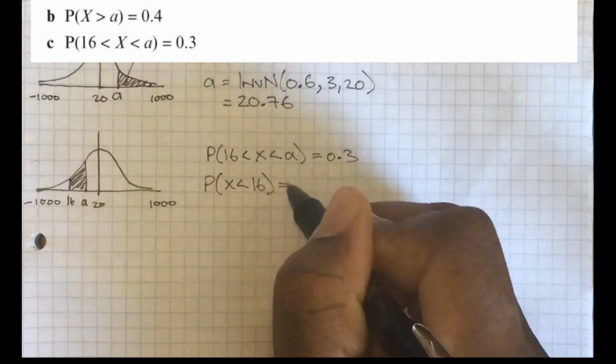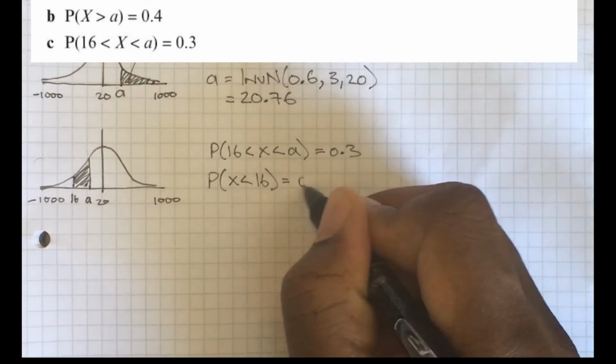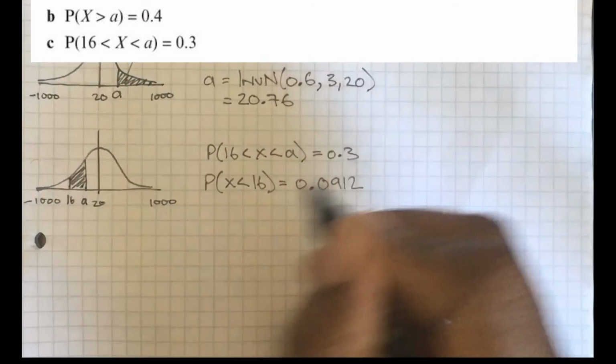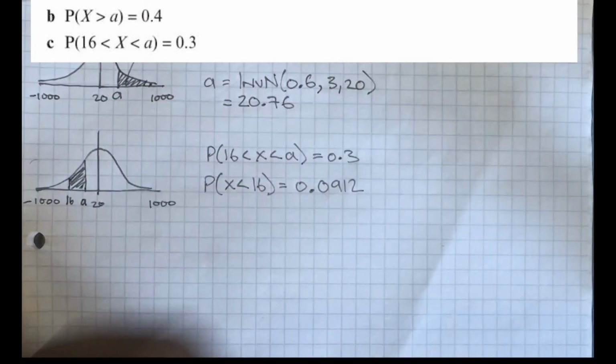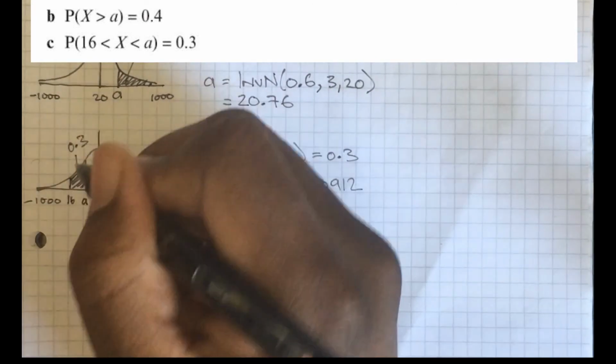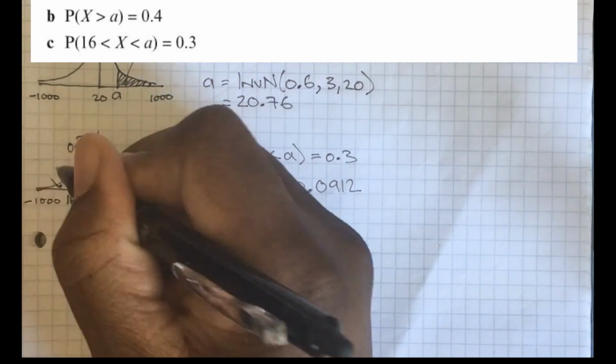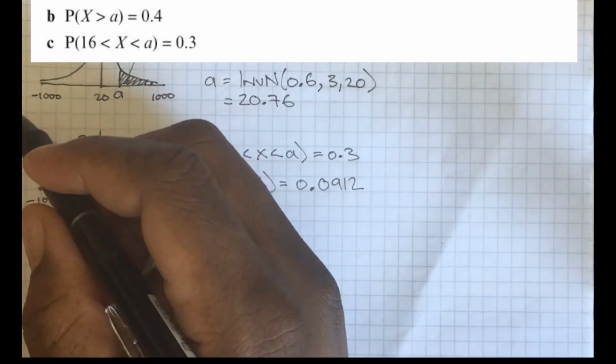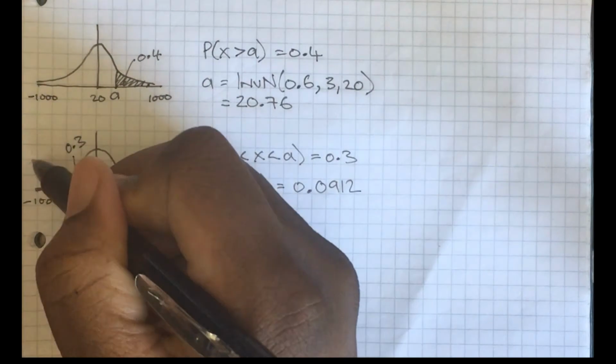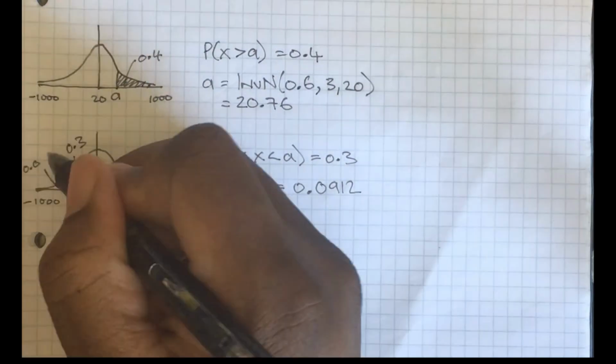Now, to use the inverse function the way that we have, I need to know the probability from A all the way down to the bottom tail. So I'm going to find the probability that x is less than or equal to 16, which by now we can quite easily do on our calculators. So the probability x is less than or equal to 16 is 0.0912.